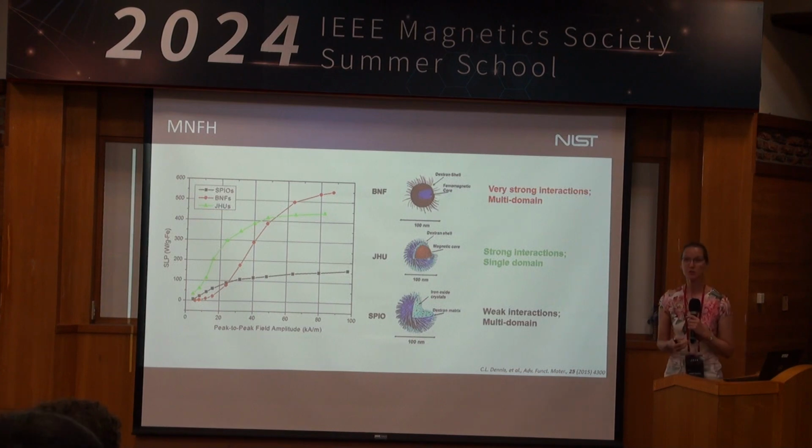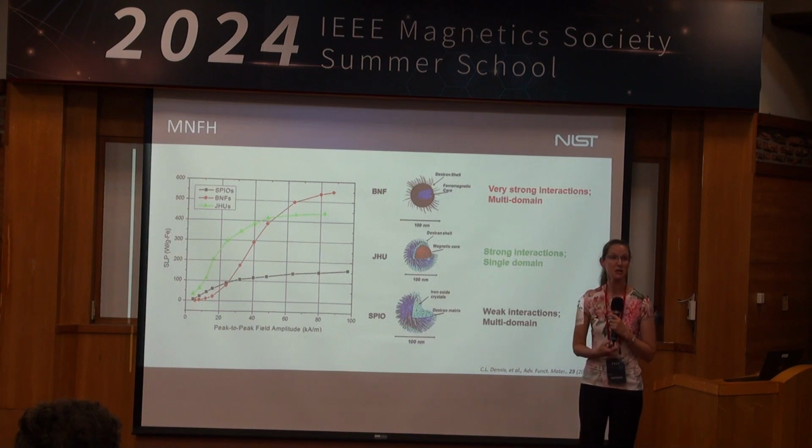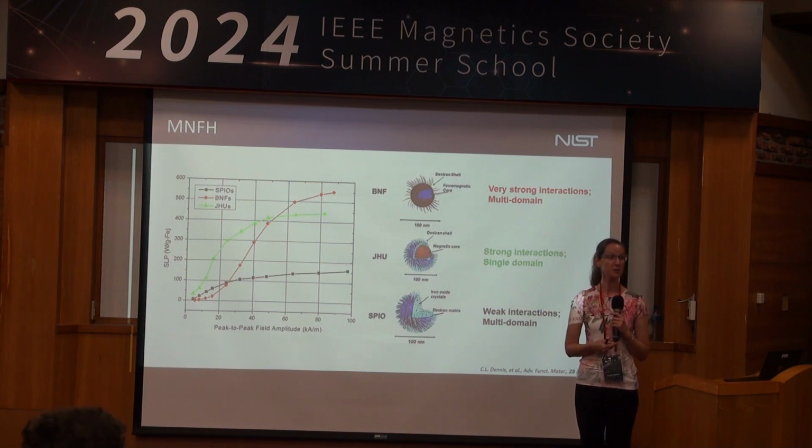And it turned out that there were two factors that controlled this. So the first factor were the interactions. If we had interactions in this material, then that was actually a good thing because it enhanced our magnetic anisotropy, and that enhancement gave us more heat output.